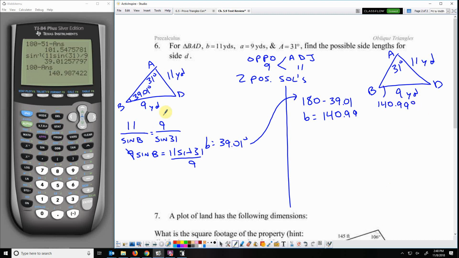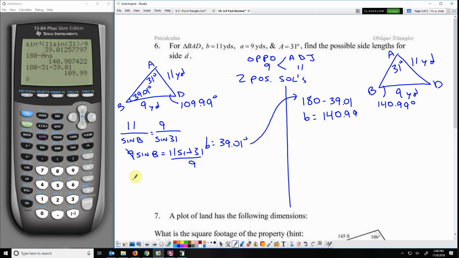Okay, we can get angle D over here by subtracting these two from 180. So 180 minus 31 minus 39.01. So 109.99 degrees would be angle D here.